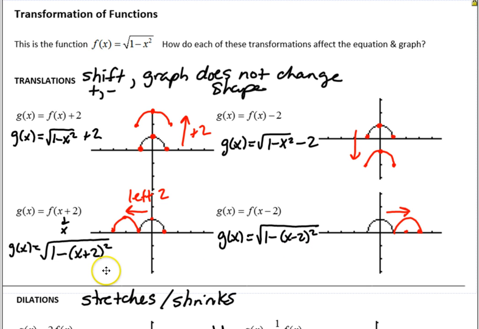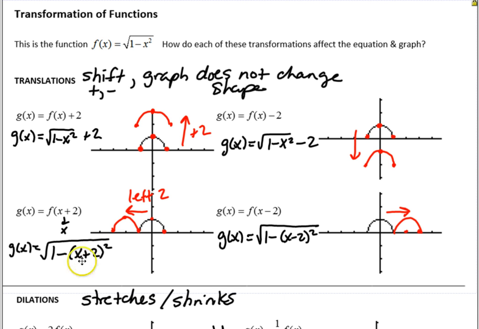Why does that happen? It seems like it would be the opposite of that. Well, think about my original points. When I put 1 into my original function, I would get 1 minus 1 squared, which is 0. If I put 1 into my new function, I would get 1 minus 3 squared, which is 1 minus 9, and that's an imaginary number. So that number is no longer in the function. I can't use the value 1. The biggest this quantity can be is 1. If it's any bigger than 1, then I'm going to get an imaginary number.